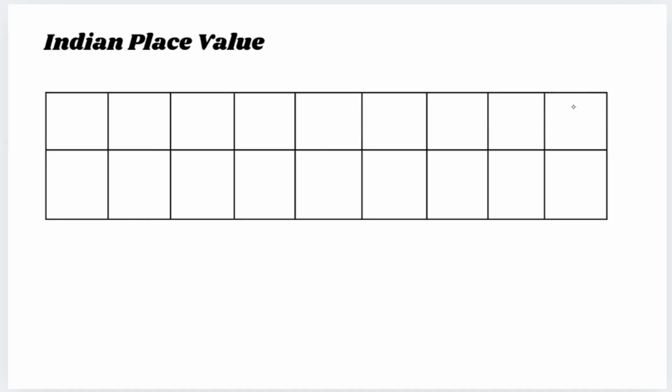So the last digit will be ones. Then tens. Then hundreds. Right? Then 1000. Finally 10,000. This is how we have seen. We have seen in the past that ones, tens, hundreds, thousands, 10,000. Alright? We have seen in the basic place value. So in the basic place value: ones, tens, hundreds, thousands, 10,000.